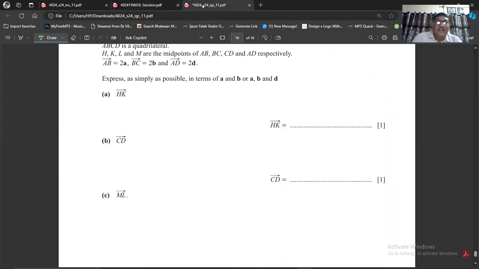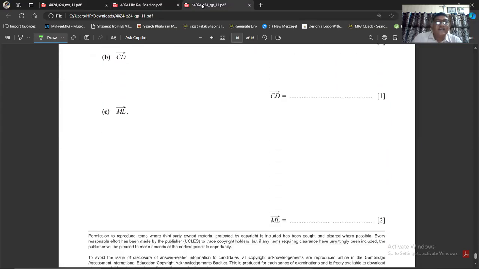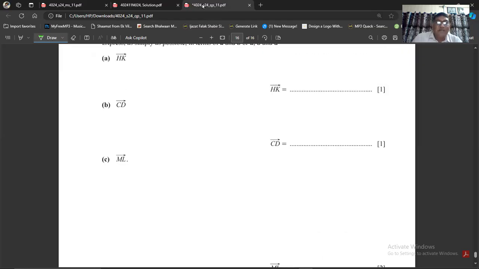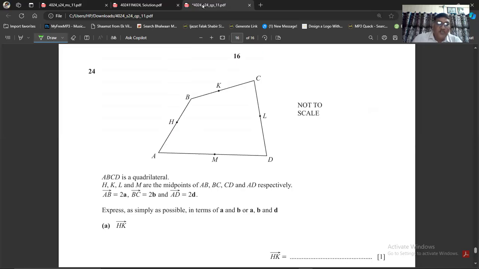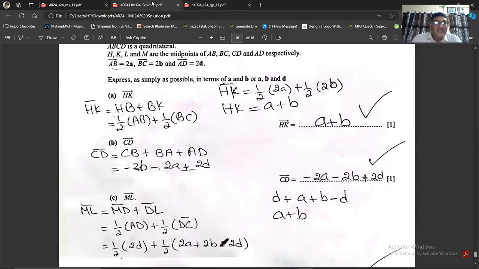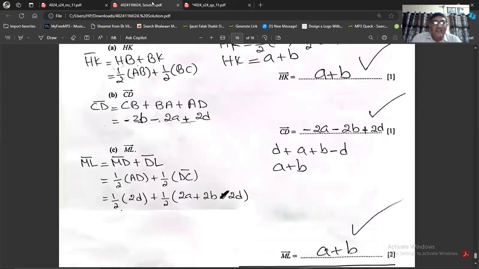Okay, then the last question is find ML. So they want me to go from M to L. So from M, I will go to D. From D, I will go to L. MD is 1 by 2 of the AD. And DL is 1 by 2 of the DC. So we have those values there.